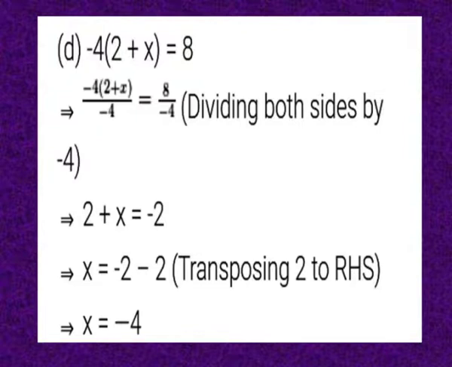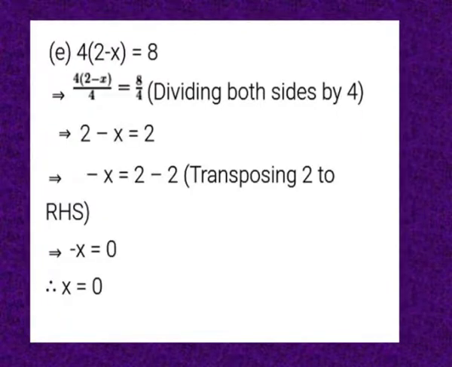Next, E subdivision. 4 into 2 minus x, which is equal to 8. Firstly, we are dividing with 4 on both the sides. We got 4 into 2 minus x whole divided by 4, which is equal to 8 by 4. In LHS, 4 and 4 will be getting cancelled and it becomes 2 minus x. Our RHS is 8 by 4, that is 2.